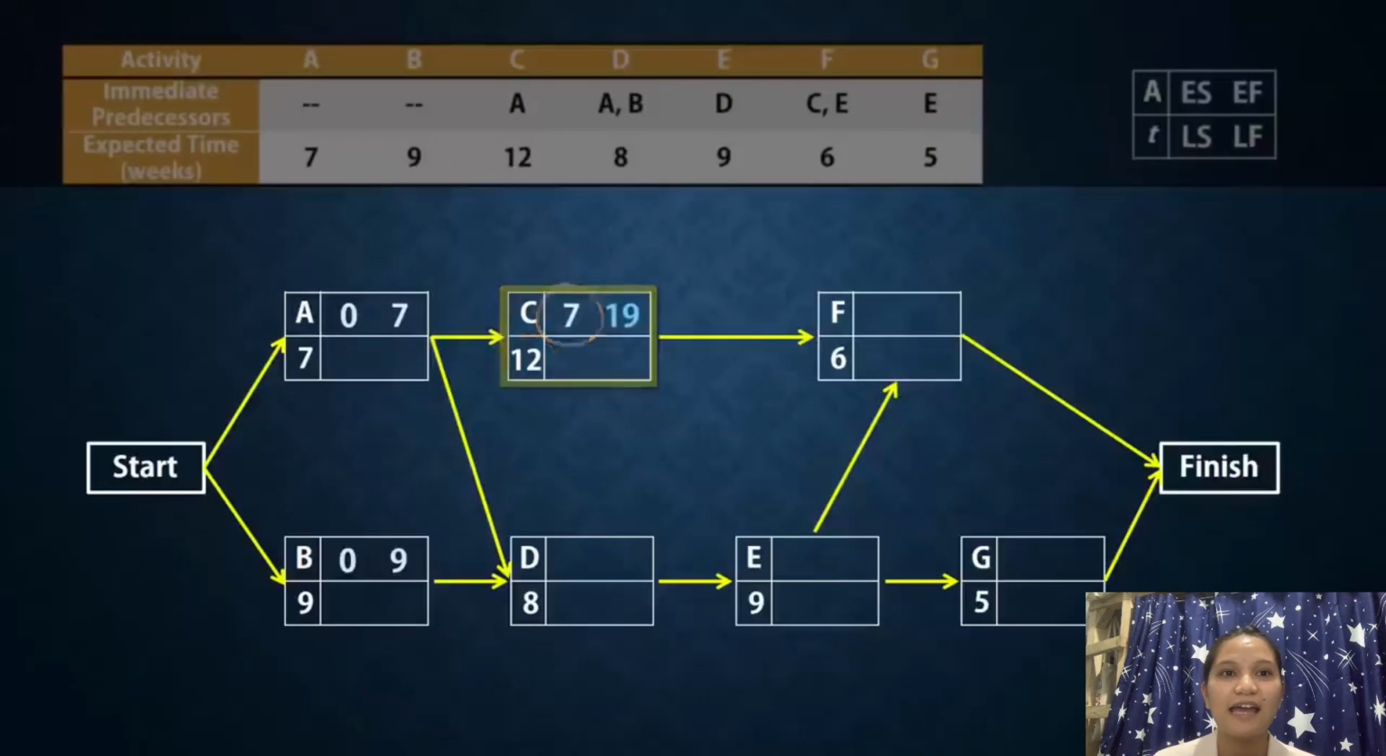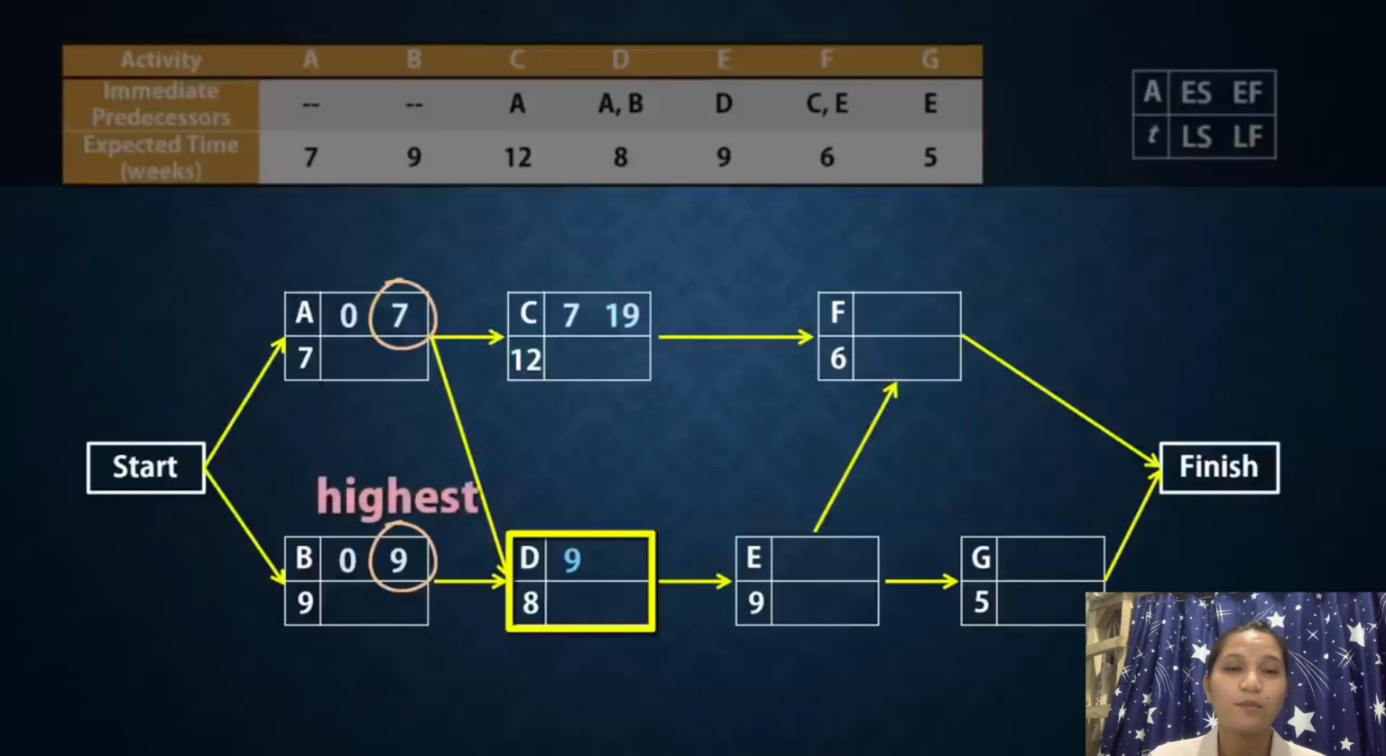D, on the other hand, needs A and B to finish before it can start. Since the earliest finish times for A and B are 7 and 9 respectively, and D needs both of them to finish in order to start, then the earliest time D can start is 9. In other words, the highest of the earliest finish times preceding an activity will be the activity's earliest start time. So D finishes at 9 plus 8, which gives 17.